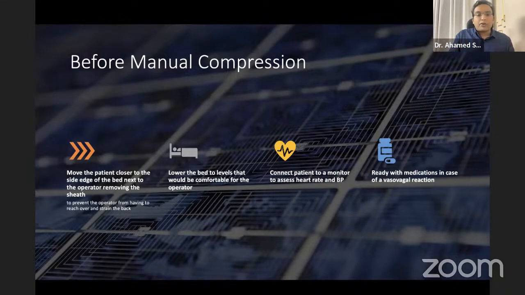Connect the patient to a monitor to assess the heart rate and BP, and always be ready with medications, because 1-2 weeks back we had a case where the puncture was given, when compression was given, and the patient's BP went down to 50 systolic.